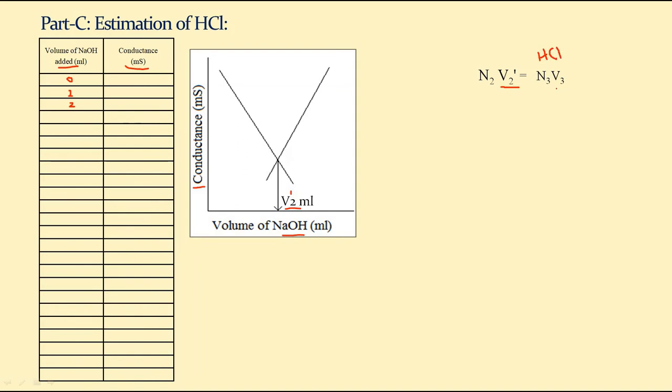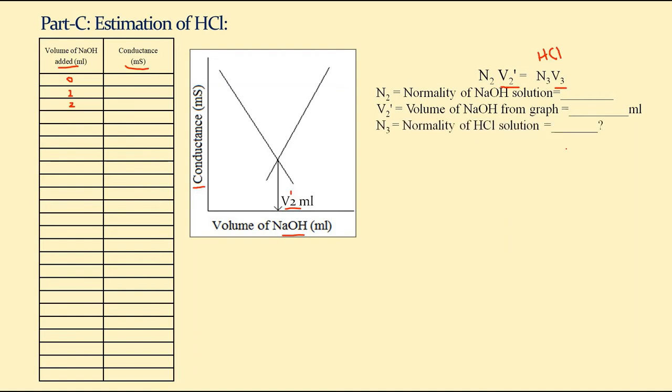So we are going to calculate, and V3 is the volume of test solution taken in the beaker, that is also 20 ml. So here N2 is the normality of sodium hydroxide solution, V2 dash is the volume of sodium hydroxide from the graph, N3 is the normality of the HCl solution we are going to calculate now, and V3 is the volume of HCl solution pipetted out into the beaker, about 20 ml, and we obtain the N3 value, the normality of the HCl.